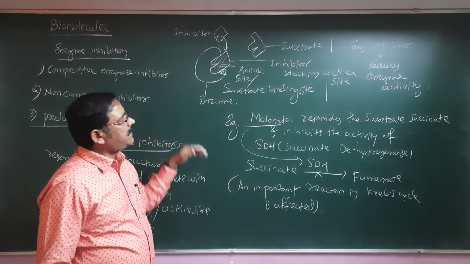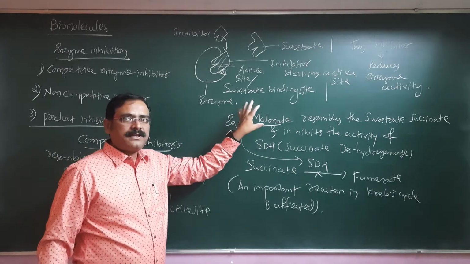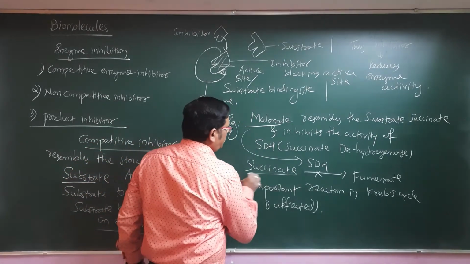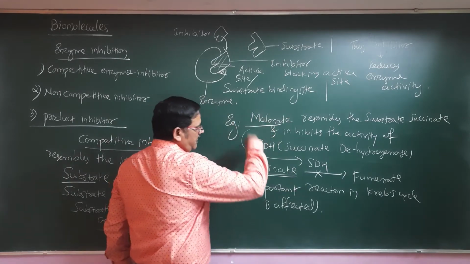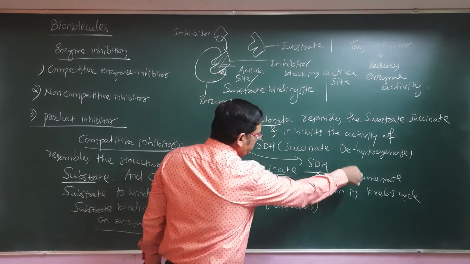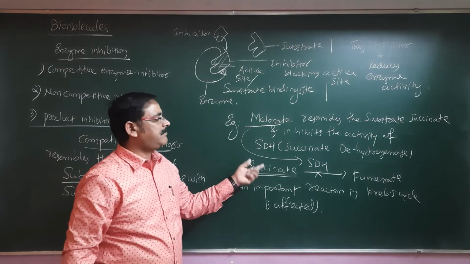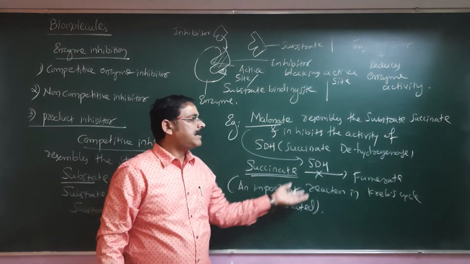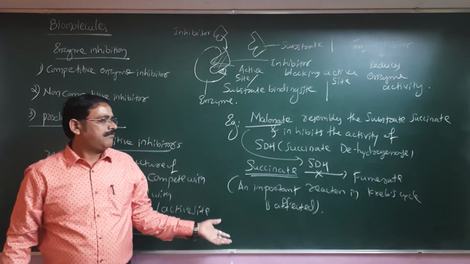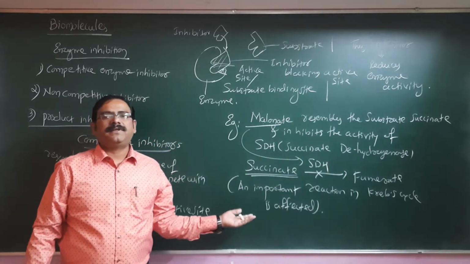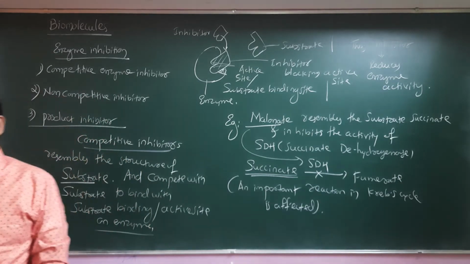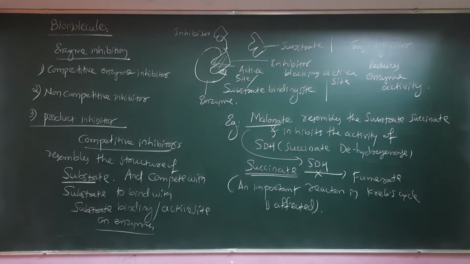So the simple example: malonate very much resembles the substrate succinate. What happens? The malonate comes and binds with the SDH and does not allow this reaction. Succinate remains as it is and keeps on accumulating in the cell. It is never getting converted into fumarate. Thus, one of the important steps in the Krebs cycle is affected by the malonate. This is one essential and important example of competitive inhibition.